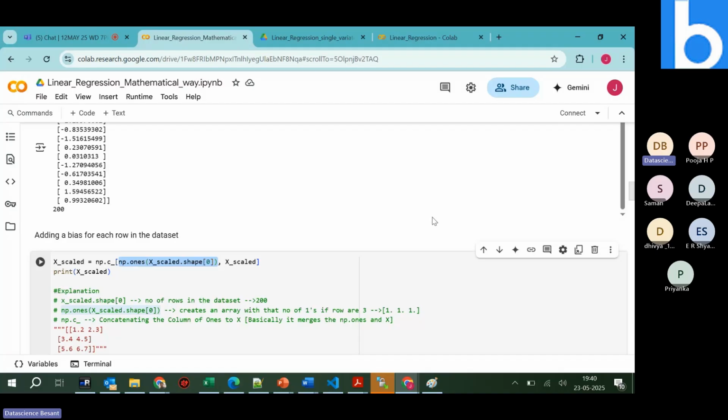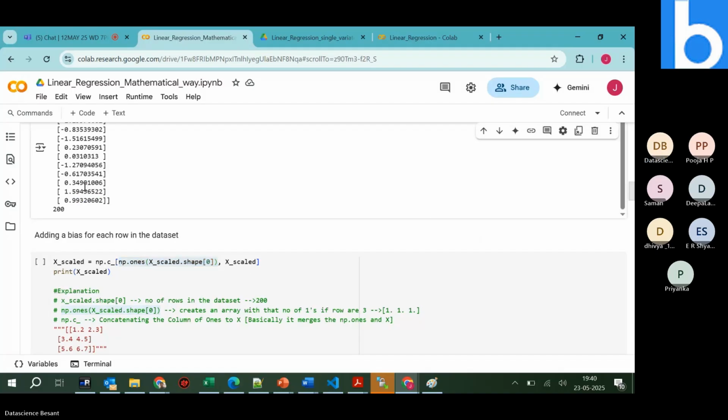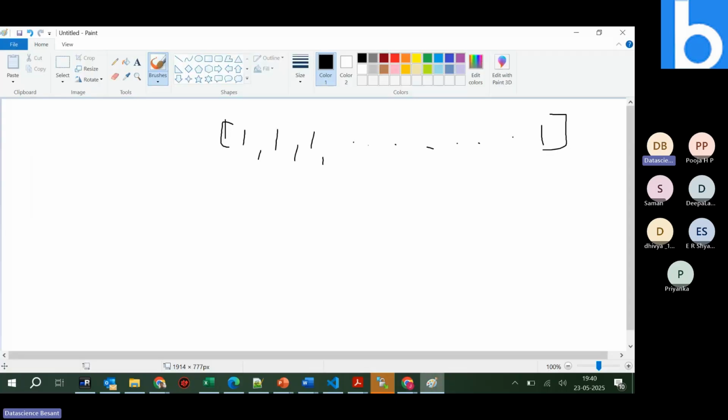Now comma, x_scaled. These are the x_scaled values, right? So in one list I have 200 ones, and in another list I have the x_scaled values. There are some values, like 0.1 something. Before that, I'm using np.c_.